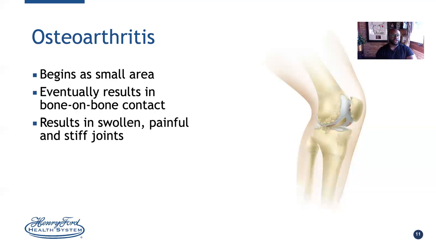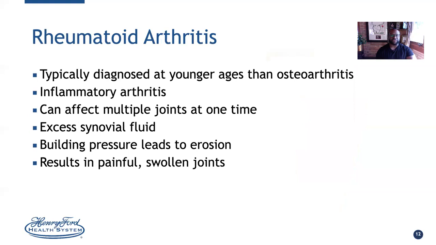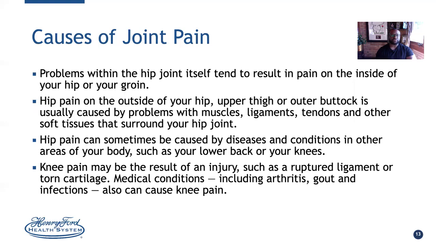So typically, osteoarthritis begins in a small focal area on the knee, and eventually it results in bone-on-bone contact, which results in painful, swollen joint and ultimately stiffness. With rheumatoid arthritis, you're going to see a little bit of a different process. It's primarily inflammatory. It usually affects multiple joints, and you'll see a very large effusion of the joint. That's a collection of fluid within the joint itself. This pressure leads to erosions of the joint, and it usually doesn't start in one spot and one focal area. It's just global erosion of the joint, and this joint is usually painful.